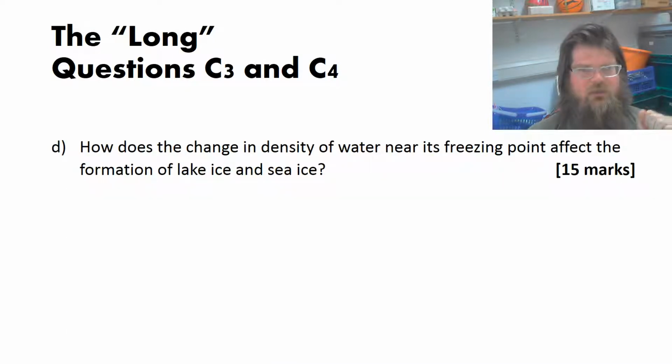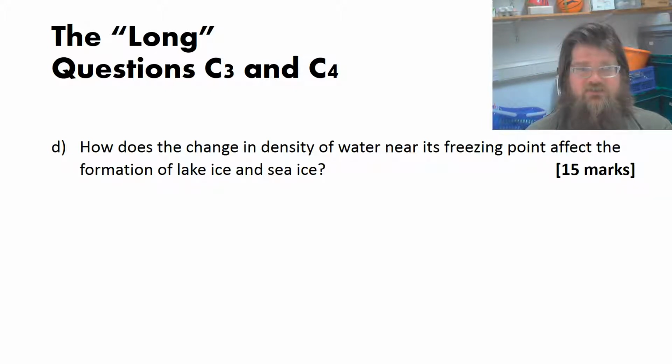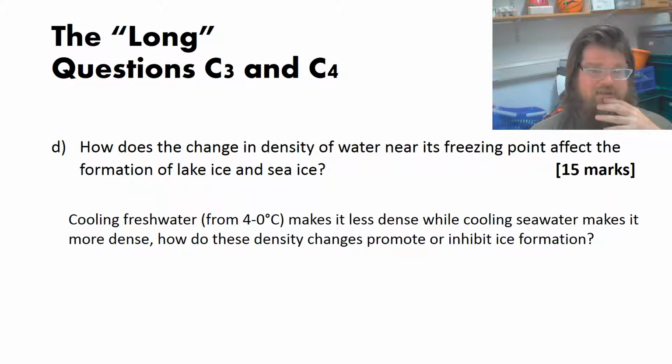There we go. Okay, so the last part of this question: how does the change in density of water near its freezing point affect the formation of lake and sea ice? Again, a few people got the interpretation of the question a little bit wrong. What we're really looking for is this feature of fresh water: cooling fresh water from 4 degrees to 0 actually makes it less dense, which is slightly weird compared to basically all other substances.